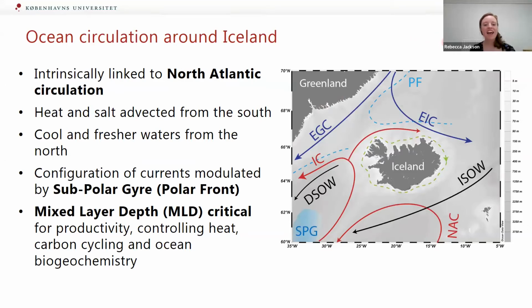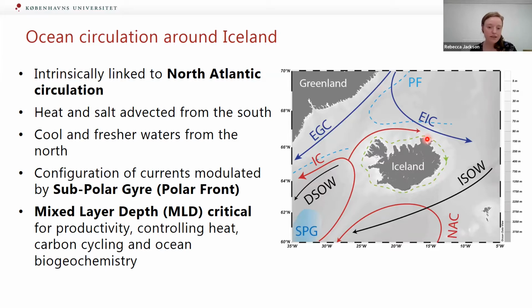Good start. So we've had a few talks in this lecture series already about the circulation system around Iceland, the modern circulation system. So I'll very briefly go over this again. Of course, the oceanic system around Iceland is intrinsically linked to that of the North Atlantic circulation. So from the south, we have heat and salt advected in towards the south of Iceland, and cooler and fresher waters coming from the north via the East Greenland current, the East Iceland current.